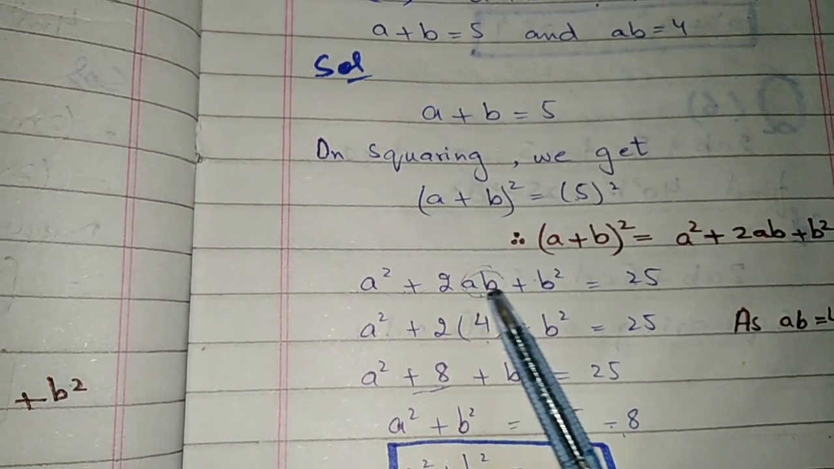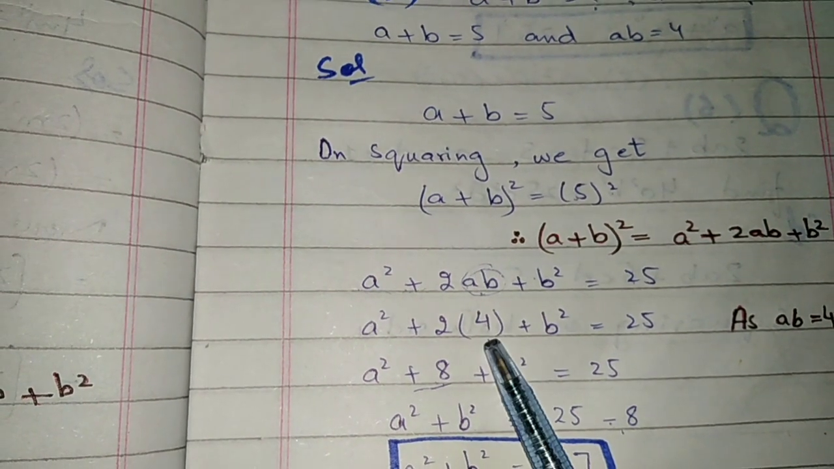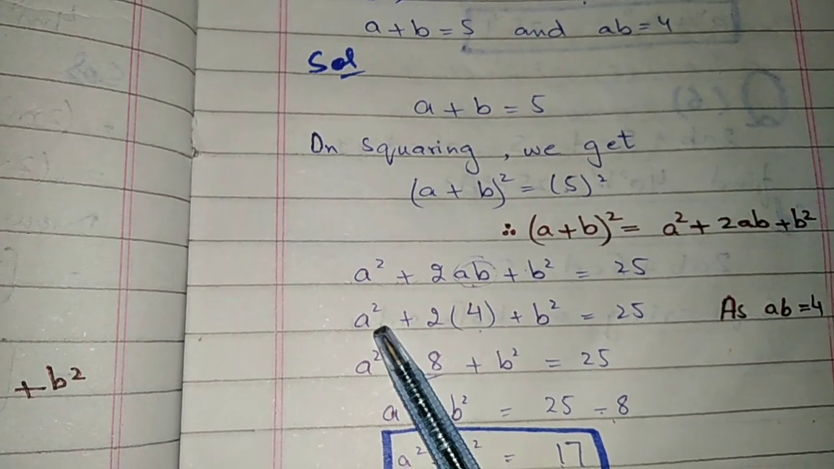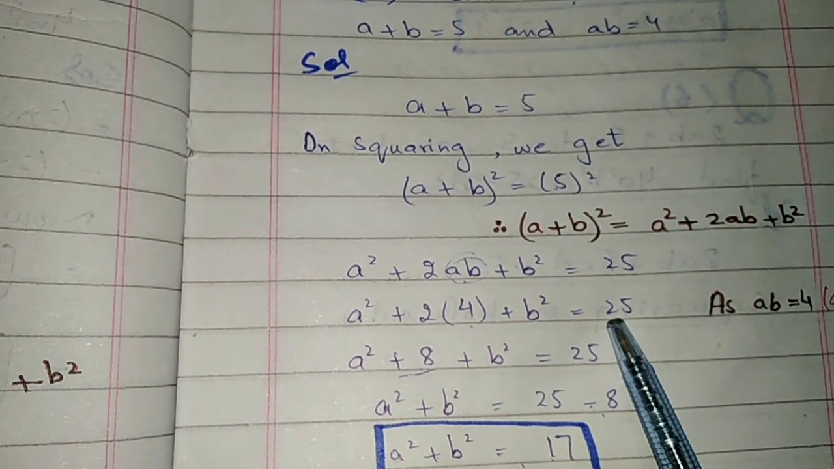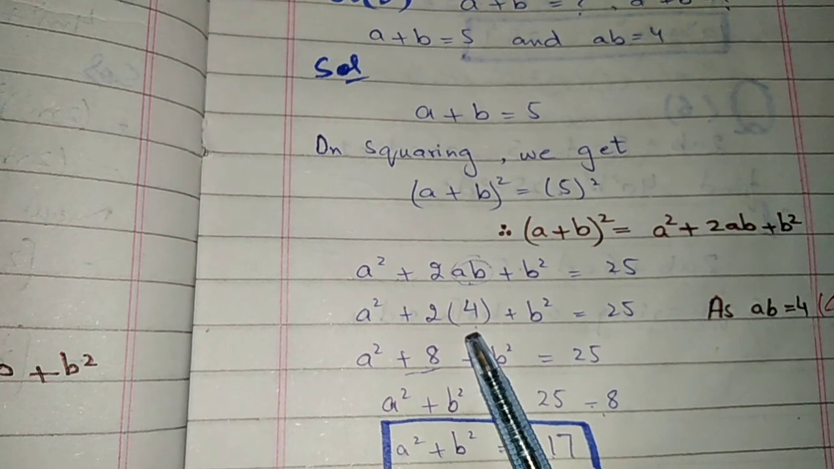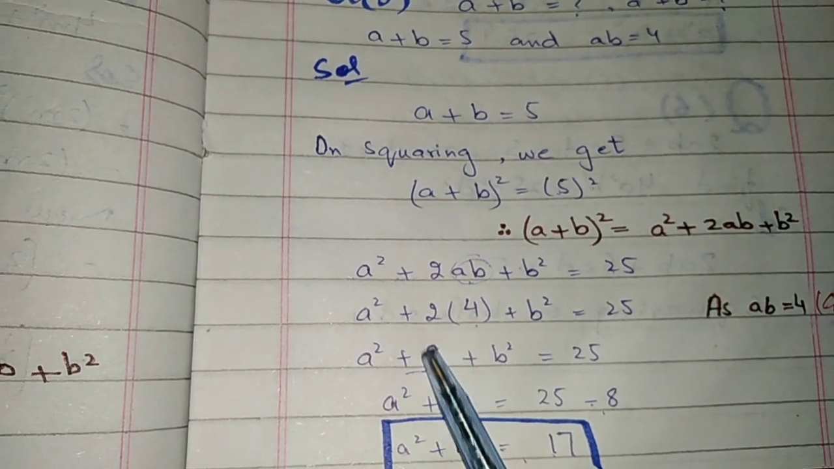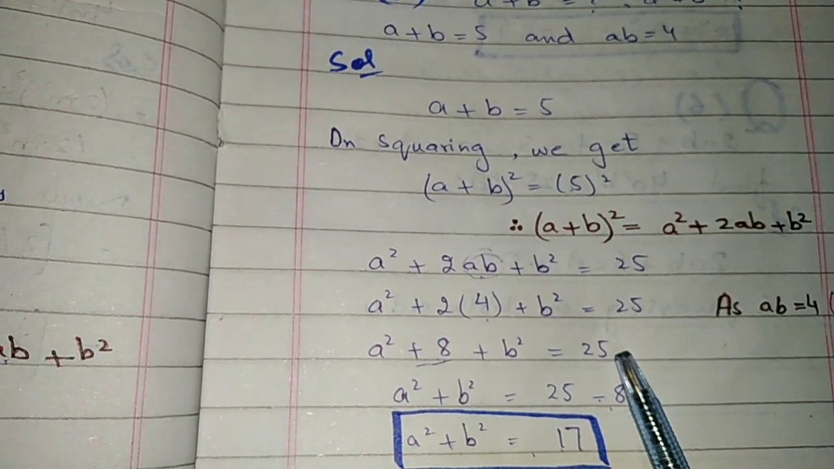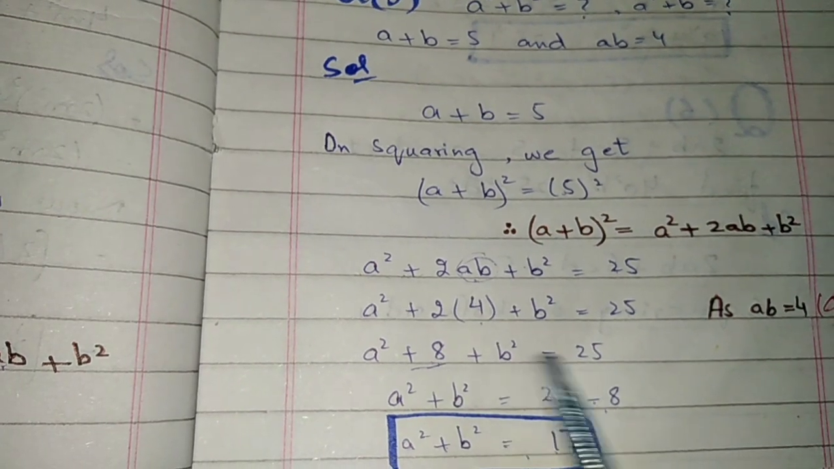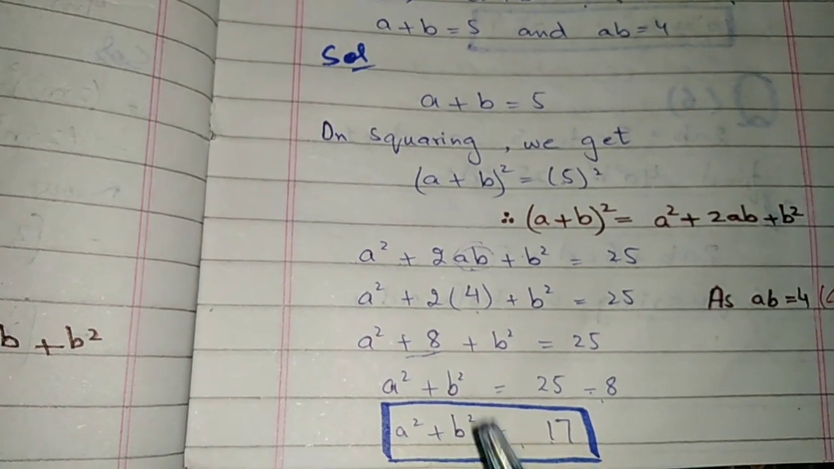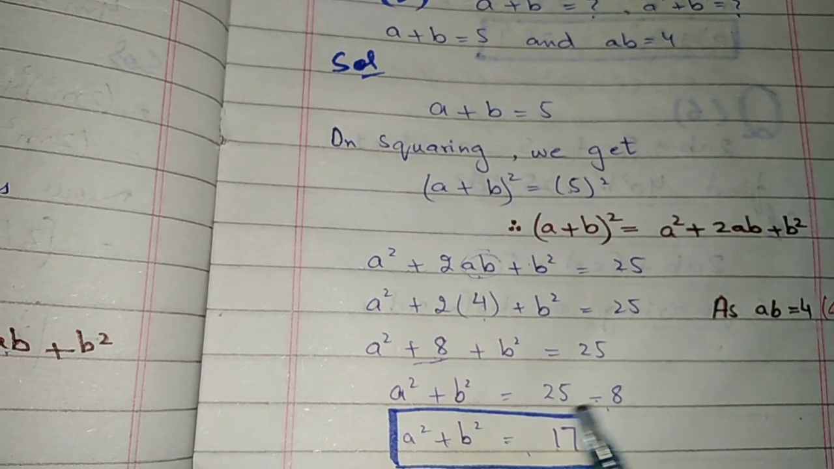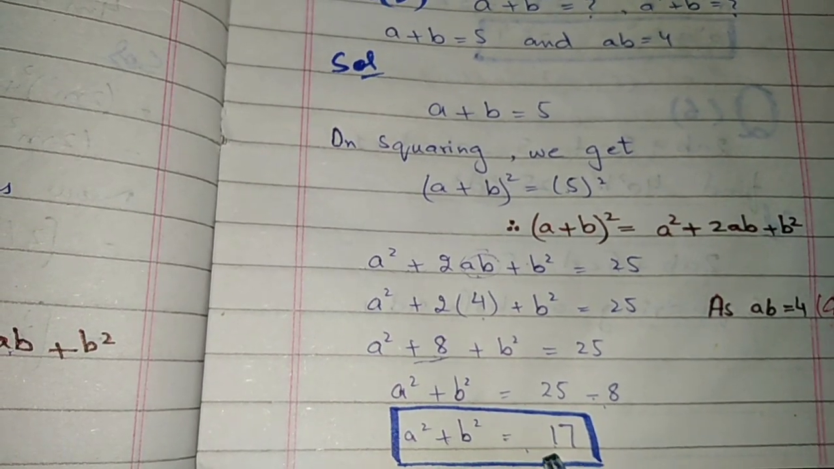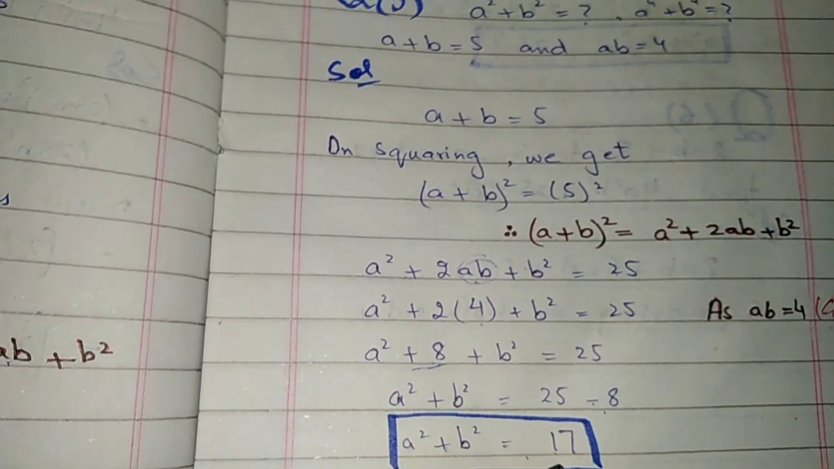Now the value of ab is given in the question, that is 4. So we have to put the value of ab, that is 4. So a square plus 2 into 4 plus b square is equal to 25. After multiplication we get a square plus 2 4s are 8 plus b square equals 25. a square plus b square is equal to 25, plus sign will become minus against the equality sign. So 25 minus 8 equals 17. So the value of a square plus b square equals 17.